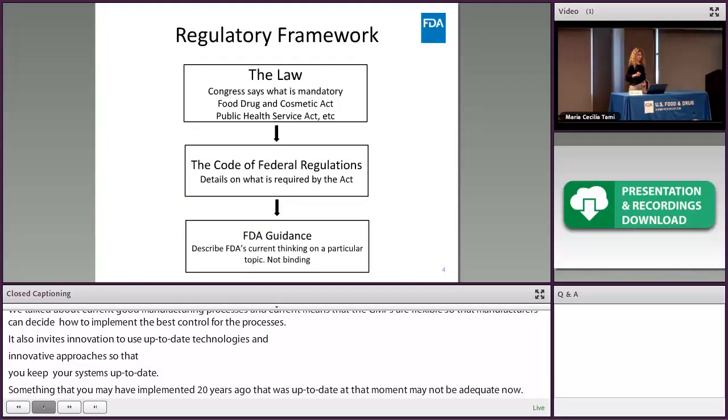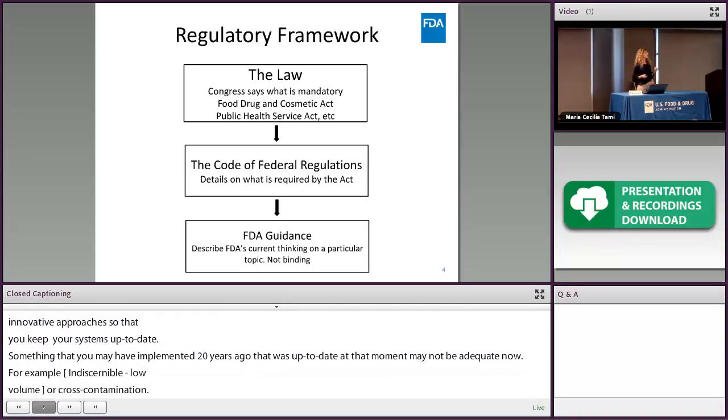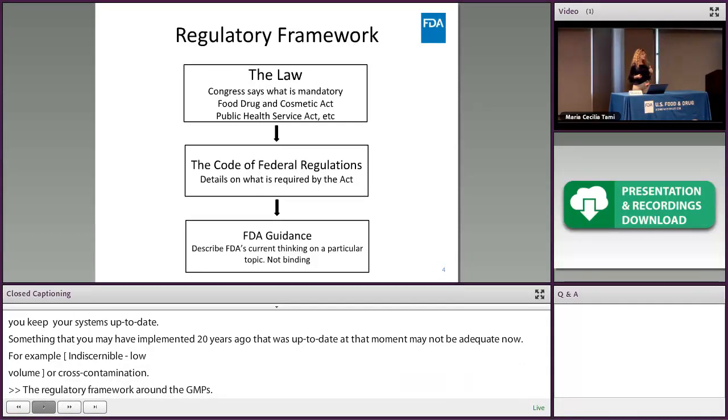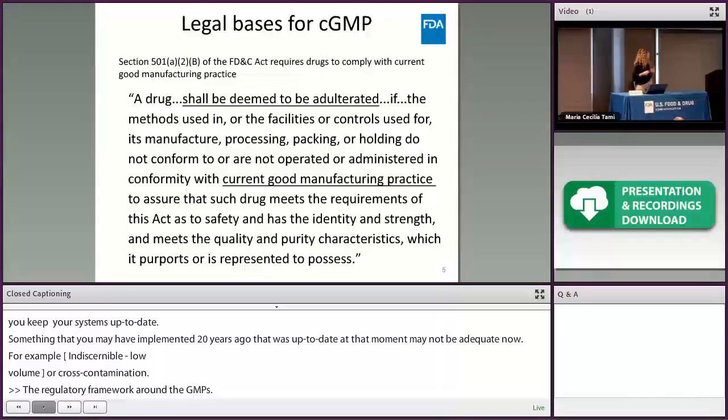So there is a regulatory framework around the GMPs. GMPs are based on the law, on the statute, and then FDA has issued regulations to provide more details on how to apply the act. And then there are some guidances that describe the current thinking on GMPs.